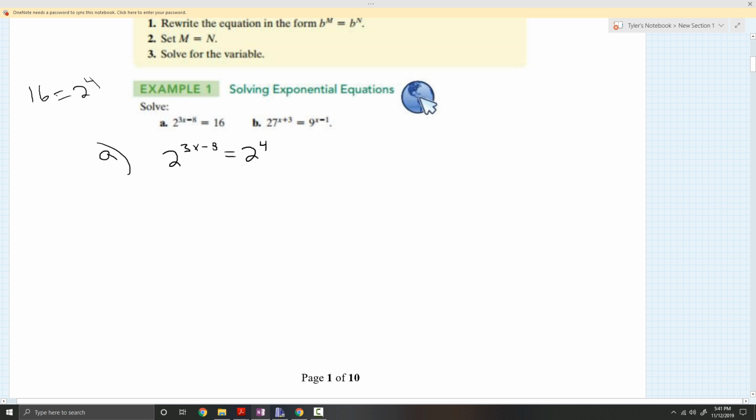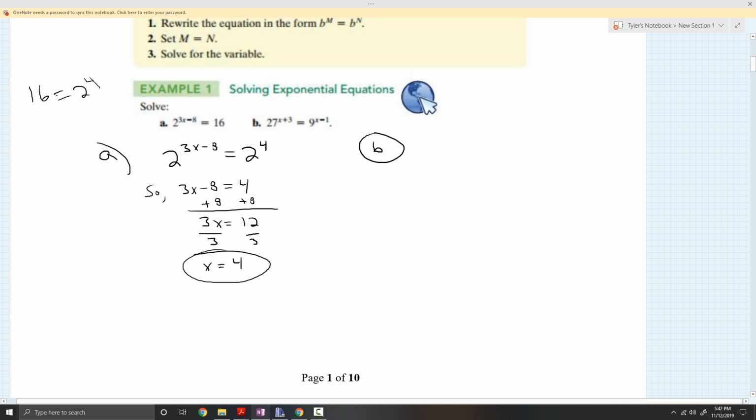By applying that rule, we have a statement with the same bases on both sides, so their exponents must be equal. This means that 3x minus 8 must equal 4. Then I can solve for x: add 8 to both sides and get 3x equals 12, divide both sides by 3, and I get x equals 4. So when x equals 4, we get the same exponent on both sides for the bases.